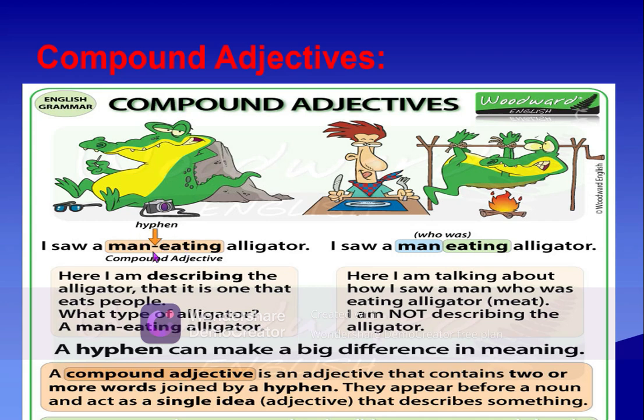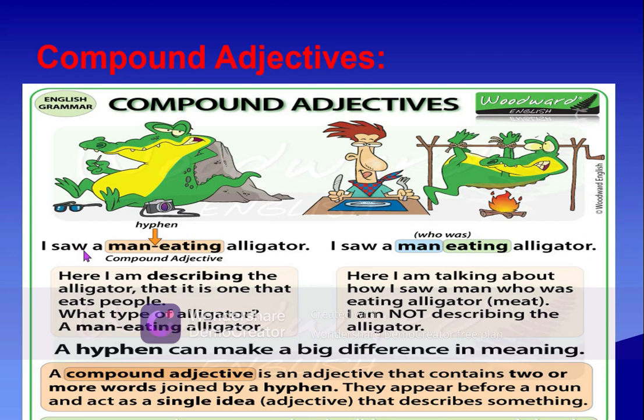We call it a hyphen. So man, which is a noun, and eating, used in the form of a present participle, are both separated with the help of a hyphen. So this is a compound adjective. But here, in man eating, there is no hyphen, therefore we will not say this is a compound adjective.